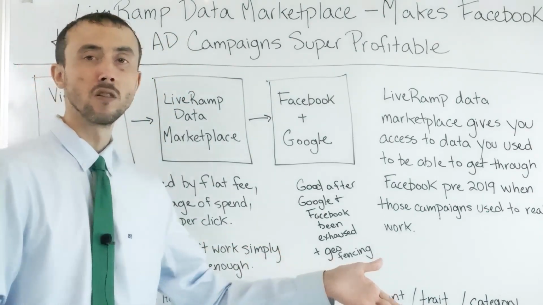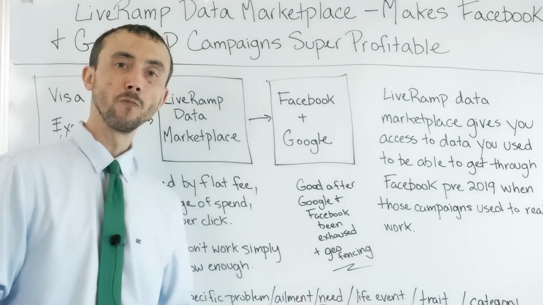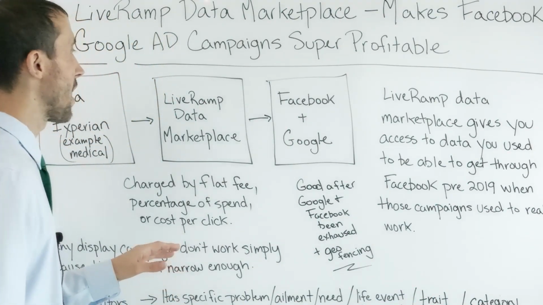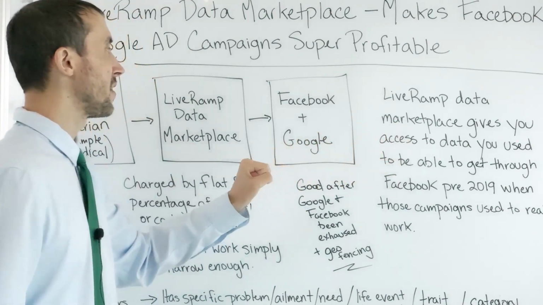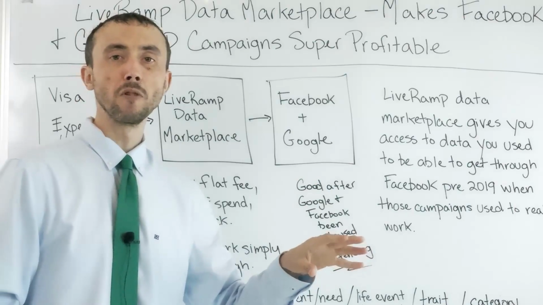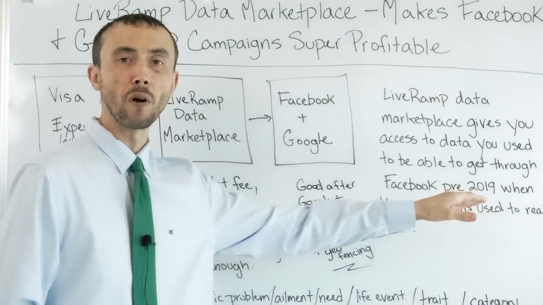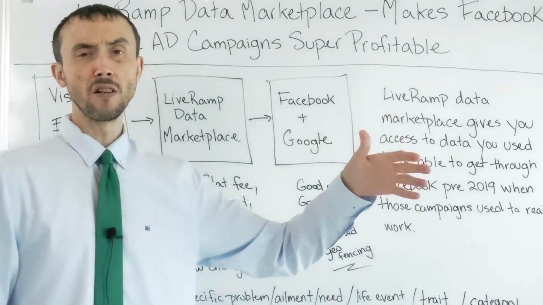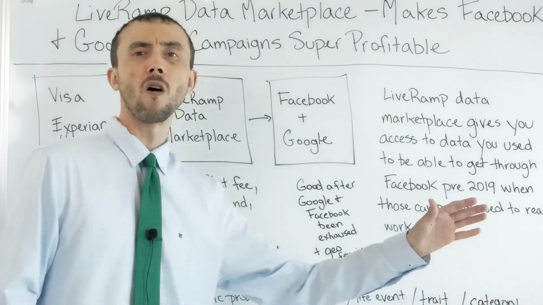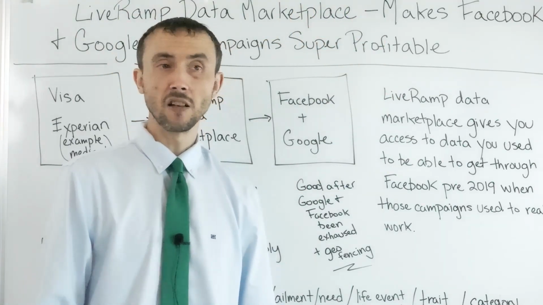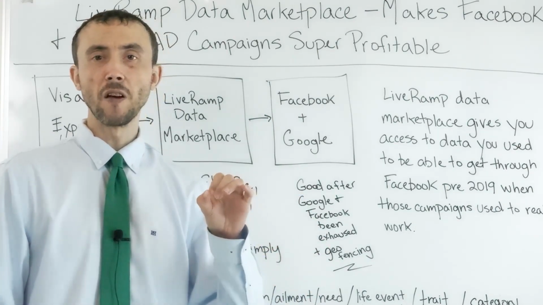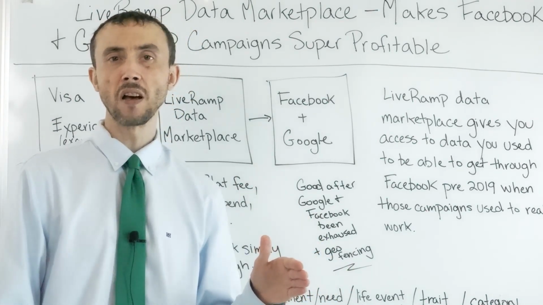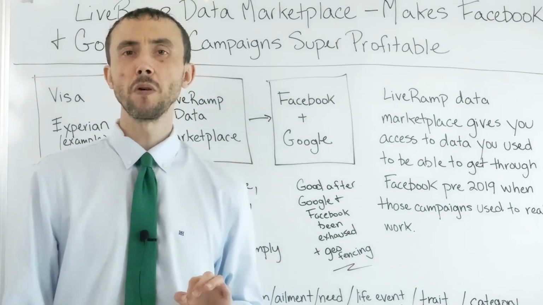And I'll point out how you can more specifically use it to make money, given we've done stuff with the LiveRamp data marketplace already. So with that said, the LiveRamp data marketplace gives you access to the data that you used to be able to get through Facebook pre-2019 and the whole privacy debacle that Facebook went through, when the campaigns used to work really good. Back in 2017, 2018, Facebook was off the charts. There were all kinds of Facebook agencies popping up because it was easy to make money. The data that Facebook had was fantastic, which is what got it to work. There were many different types of audiences in there that were super hyper-targeted, so you could find the perfect people to target.